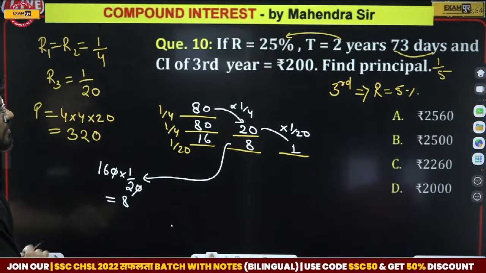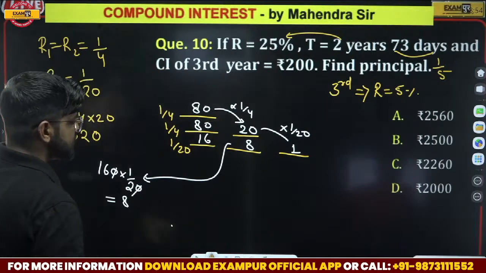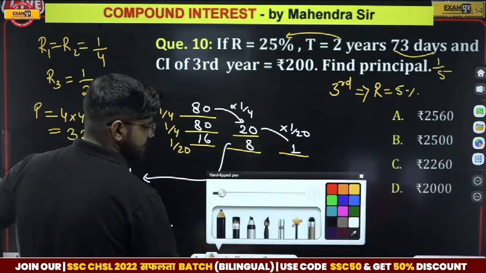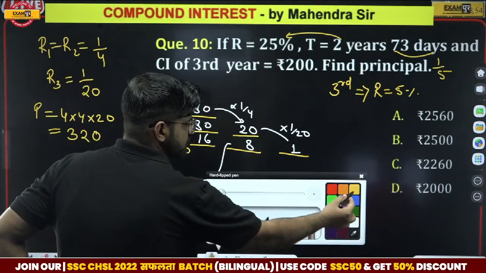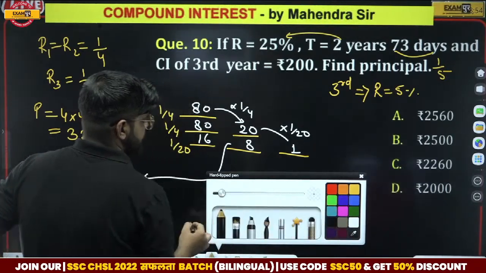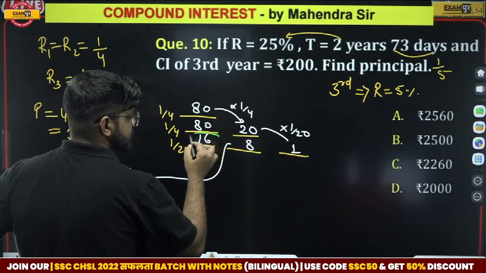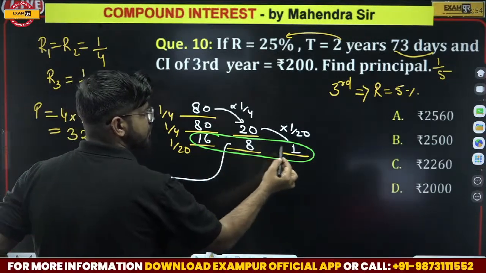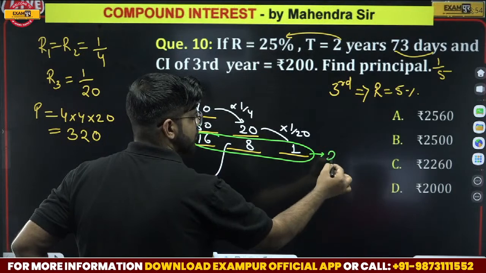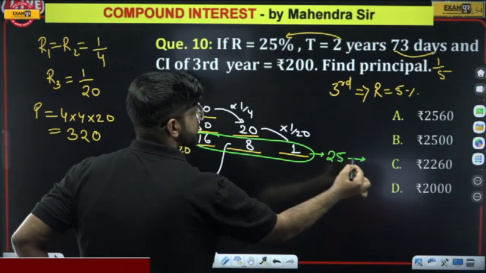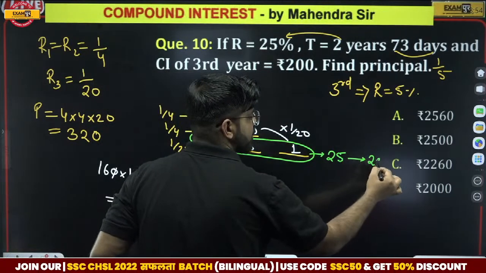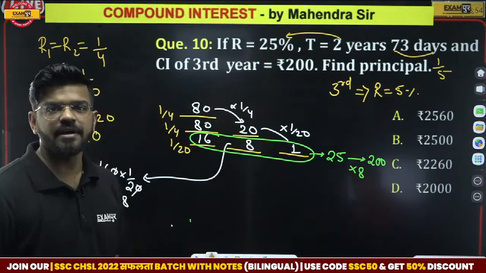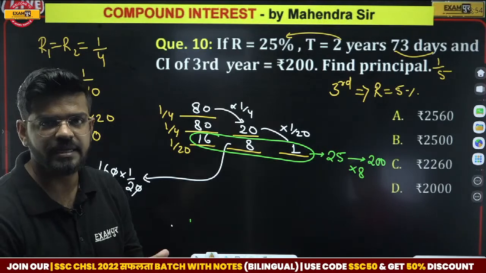Okay, so for the third year, CI for third year is given. CI for third year is nothing but this thing. Just look at here, this is CI for third year. 16 plus 8, 24, 25. This is 25. And according to the question, it is 200. What is the multiplying factor? It is 8. Multiplying factor is 8.